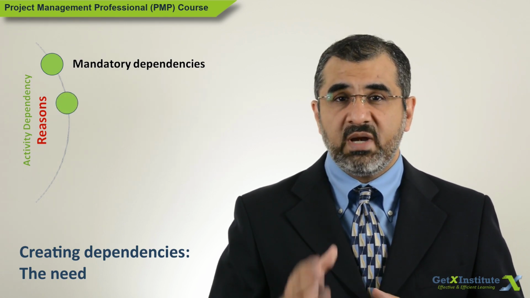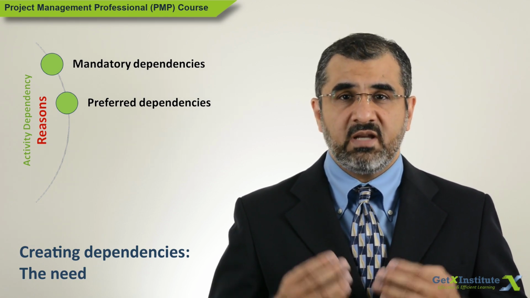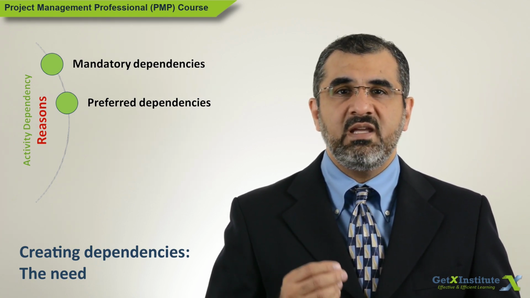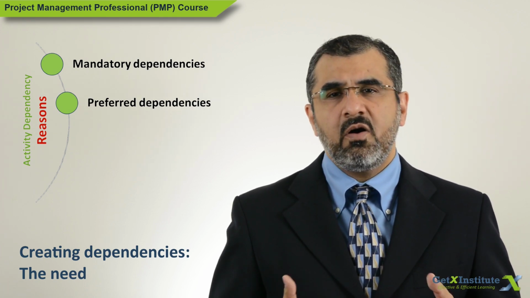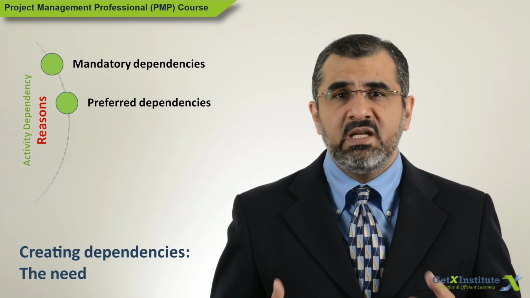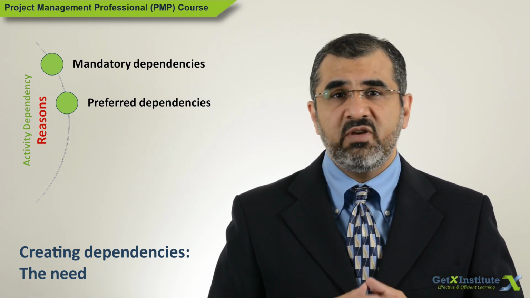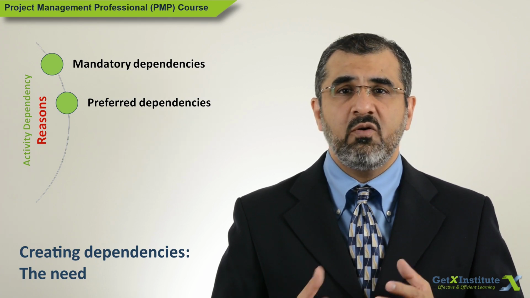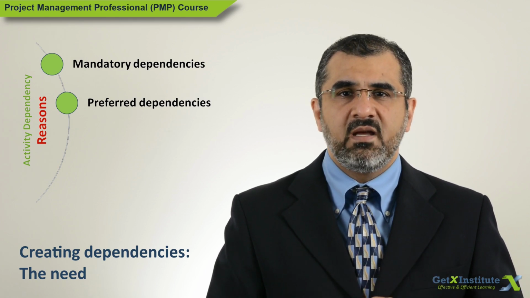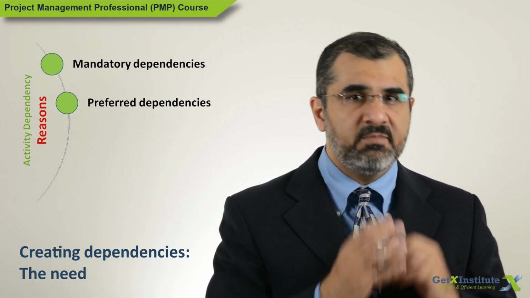Second reason, preferred dependencies, sometimes also called soft logic or discretionary dependencies. This type of dependency can be put in because it is the industry recommended best practice, or it may be the project team's preference. Say the project manager needs to read two reports, report A and report B. It is impossible to read both at the same time. There is no mandatory dependency on which one should be read first. So the project manager decides based on certain reasons or thinking to read A first and then read B.